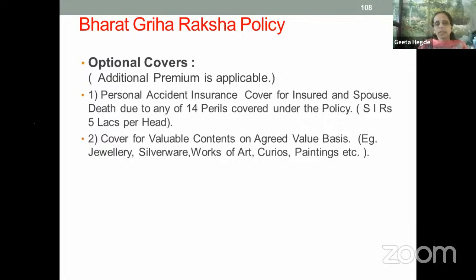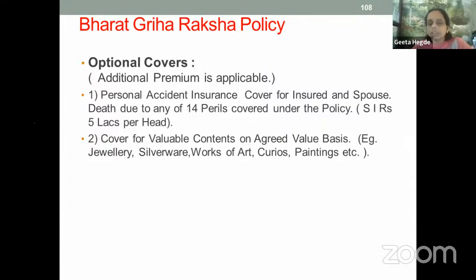One is PA cover, 5 lakhs per head for the insured and spouse, and death due to any of the 14 perils covered under the policy, not any other personal accident. The other is cover for valuable contents on an agreed value basis. Now, 5 lakhs per head is for the insured and spouse.